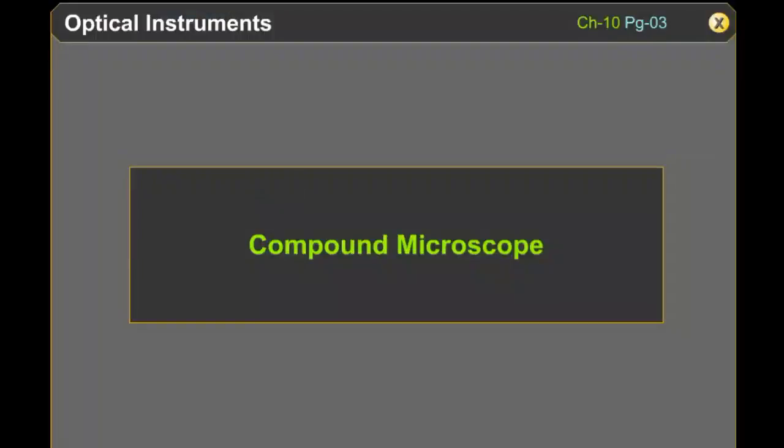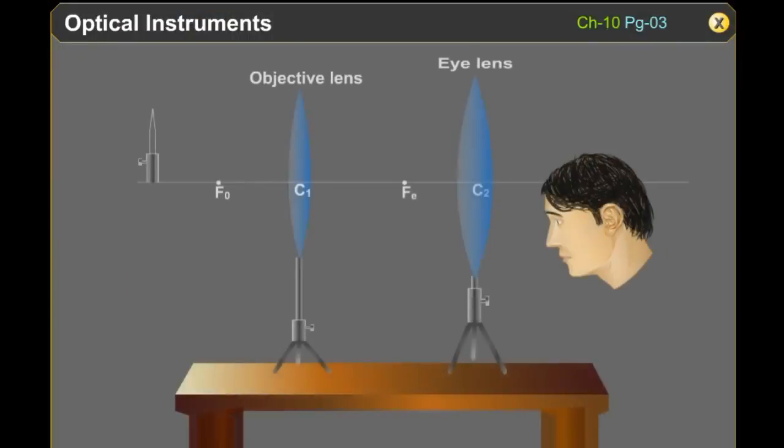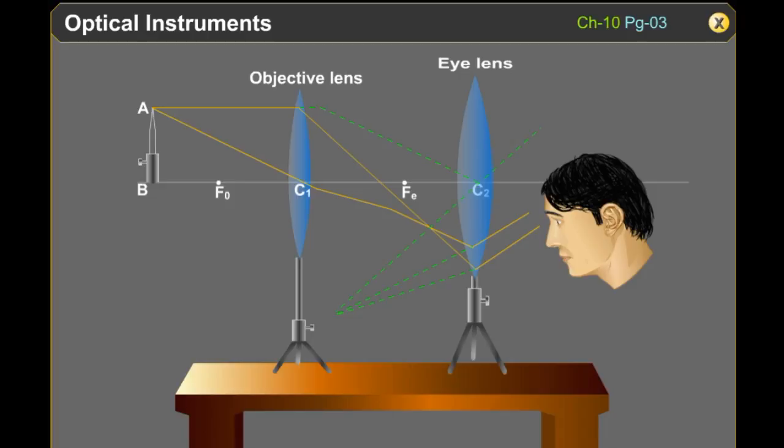Compound microscope. A compound microscope consists of two converging lenses. The objective lens has a very small focal length and small aperture. The eyepiece has a moderate focal length and large aperture. These two lenses are held coaxially at the free ends of two coaxial tubes at a suitable fixed distance from each other. The distance of the objective lens from the object can be adjusted by a rack and pinion arrangement.